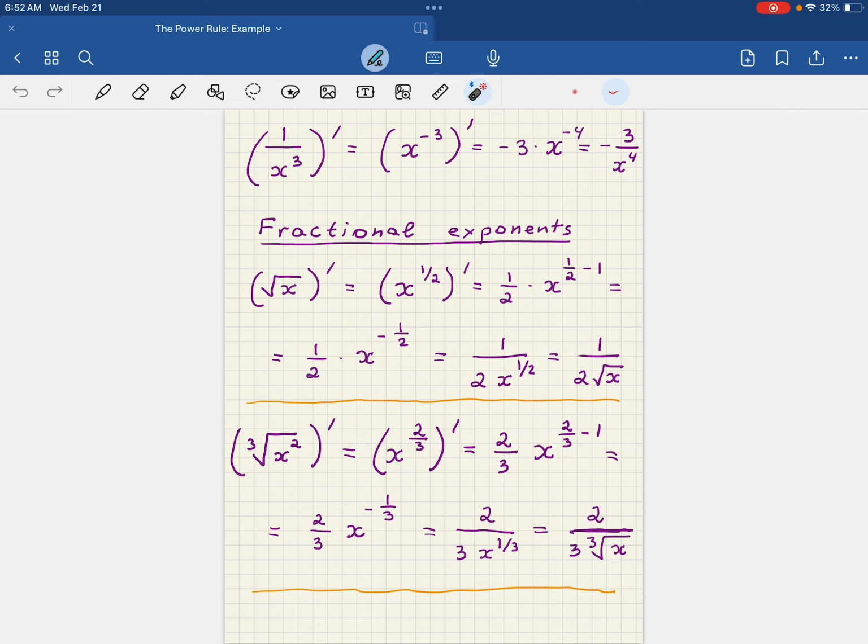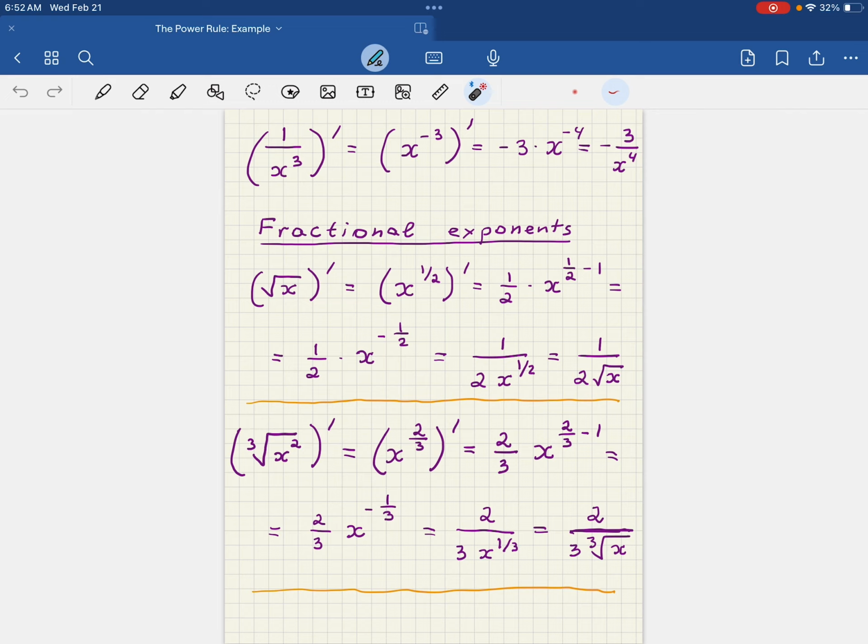Now, let's look at some examples of applying the power rule to powers with fractional exponents. These are often written as radicals. For instance, the derivative of square root of x we can find using the power rule if we remember that square root of x can be written as x to the power 1/2. And so again, it's a power of x. Applying the power rule, we find that this derivative equals 1/2 times x to the power 1/2 minus 1. In other words, 1/2 times x to the power negative 1/2.